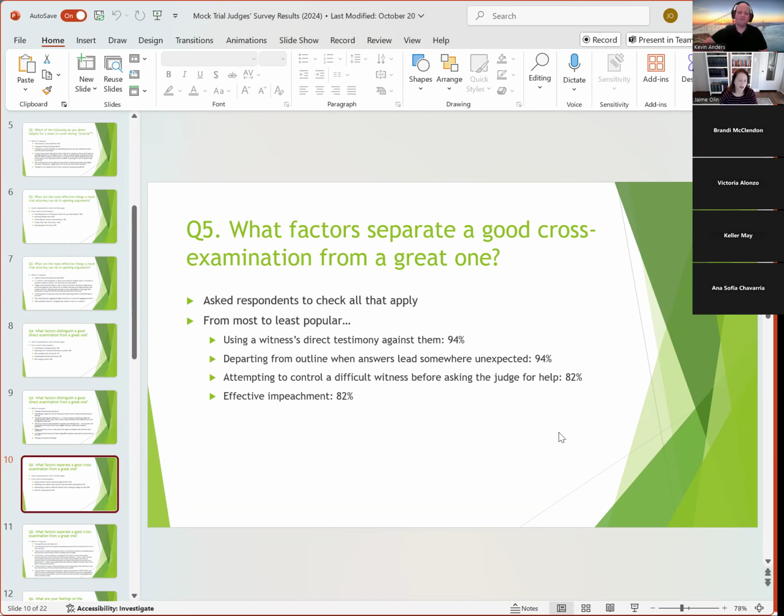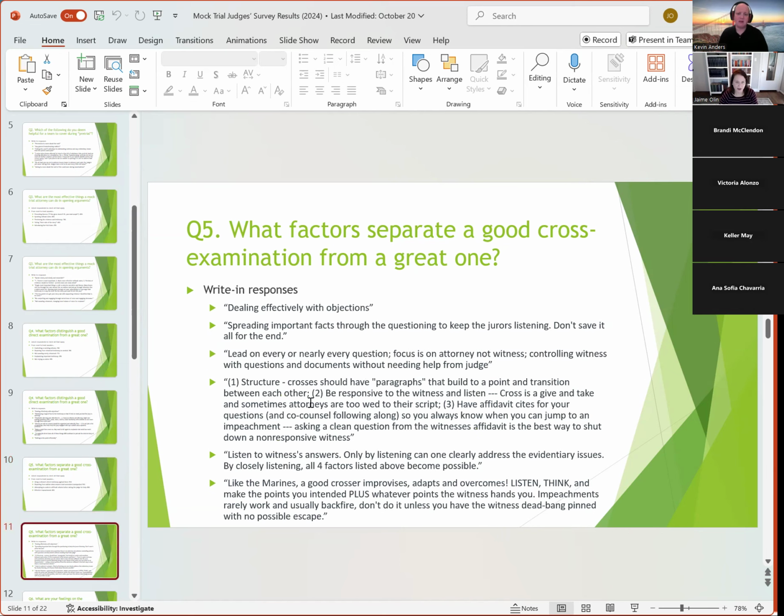Yeah, agreed. And here are some of the write-in answers that we got. Dealing effectively with objections, that's going to be important. Spreading important facts through the questioning to keep the jurors listening instead of just trying to recap everything at the end. That's certainly something you can do. You might draw an objection of asked and answered if you're trying to summarize everything at the end of cross, but you can try that. But also, having all of the facts come in through the whole examination instead of just trying to summarize at the end is good. And then lead, because cross-examination is when you can do it.